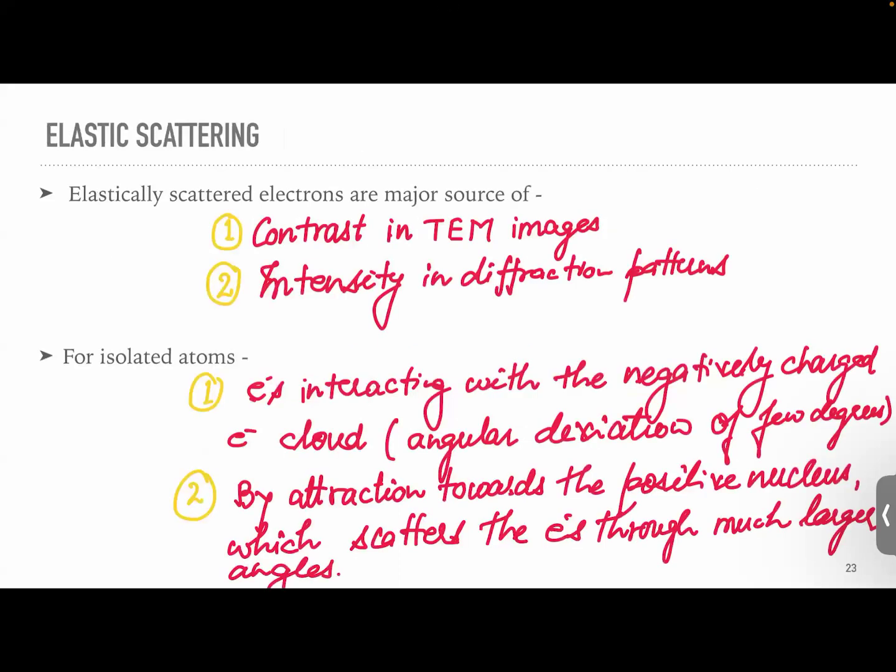Now, if we talk about elastic scattering, why is it so important? First of all, they have not lost energy, so the contrast in the TEM images is very good. Mostly the diffraction pattern, which I will show you later, has dark spots or light spots with high intensity, so they are easy to identify. For isolated atoms, if the electron is interacting with the electron cloud, then the angular deviation will be low. But if they are attracted towards the nucleus, then they will be scattered more, and the diffraction cross section will be very large.